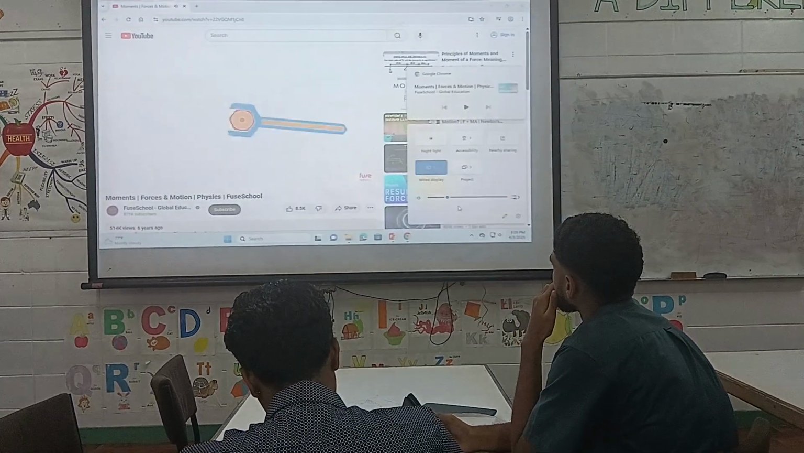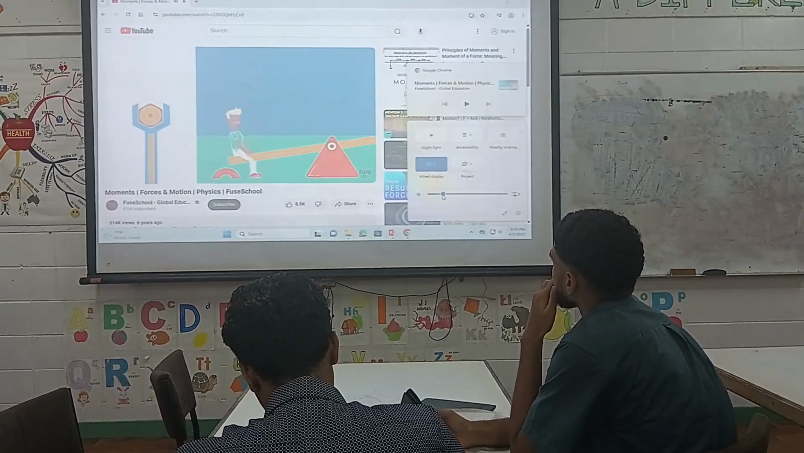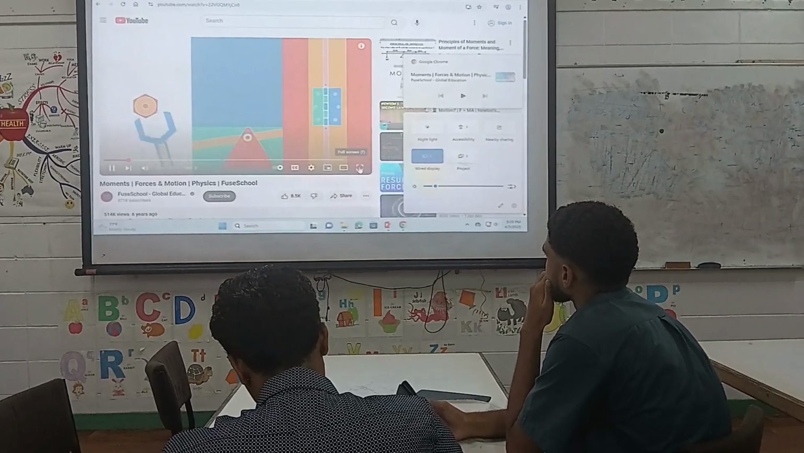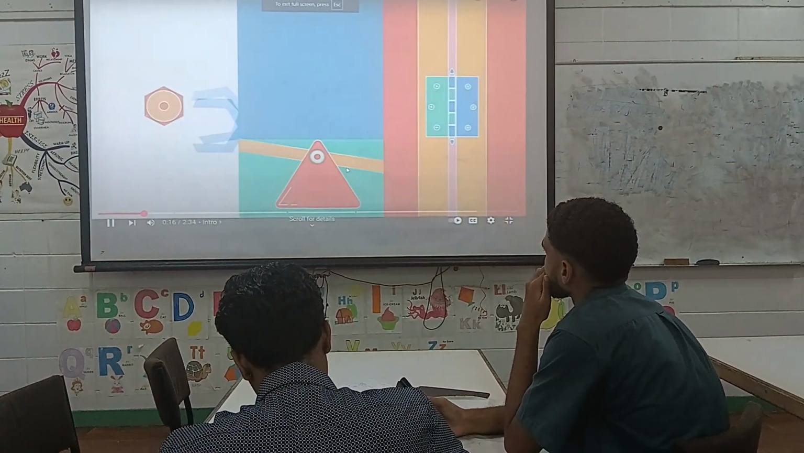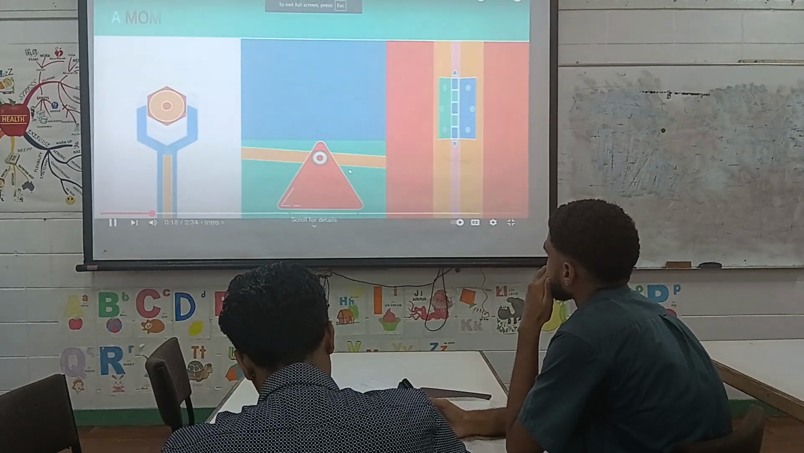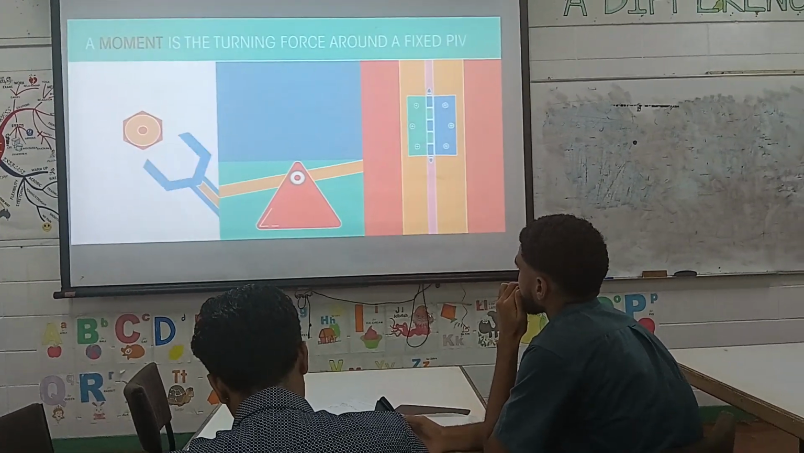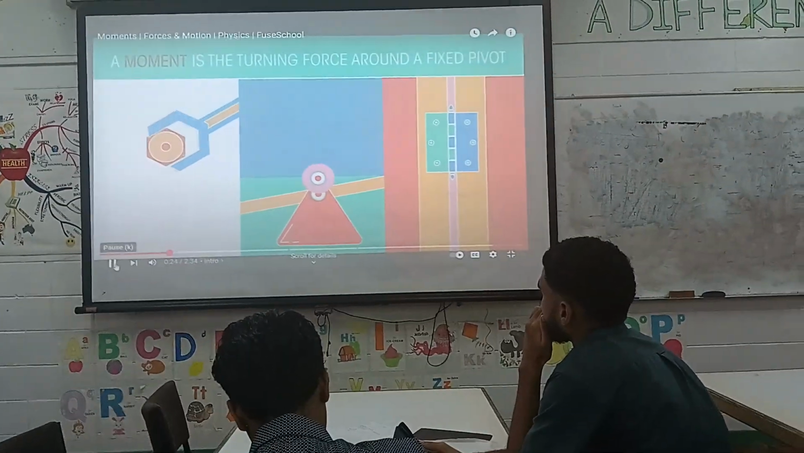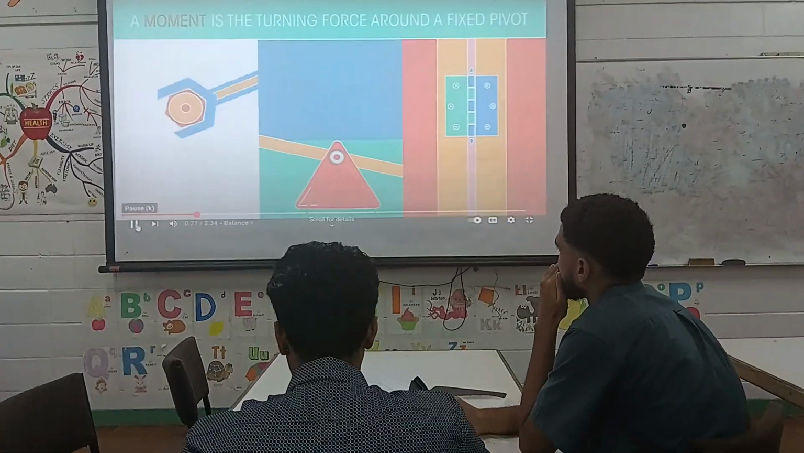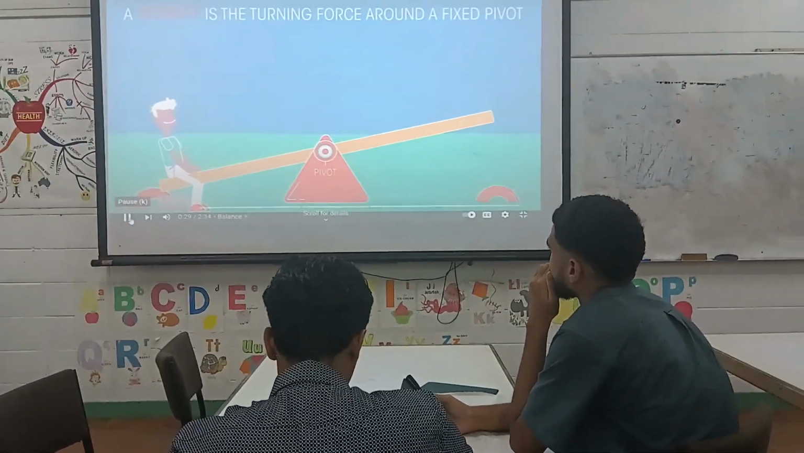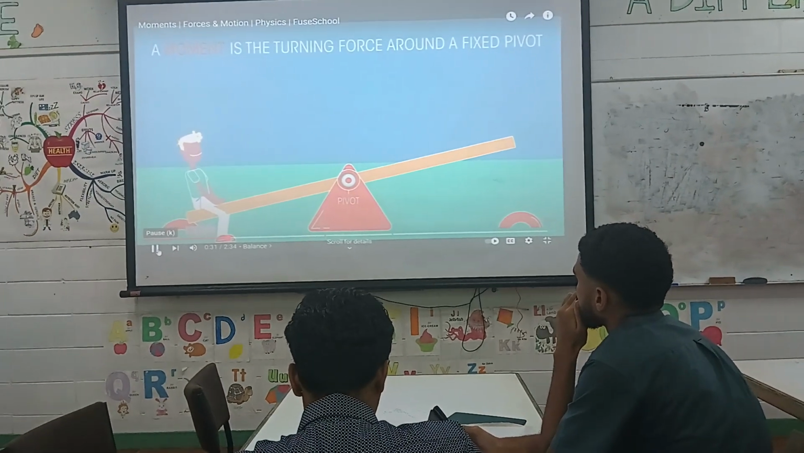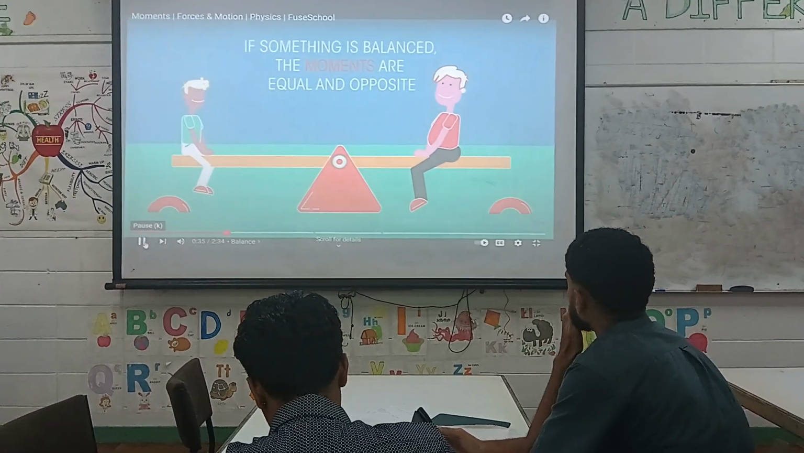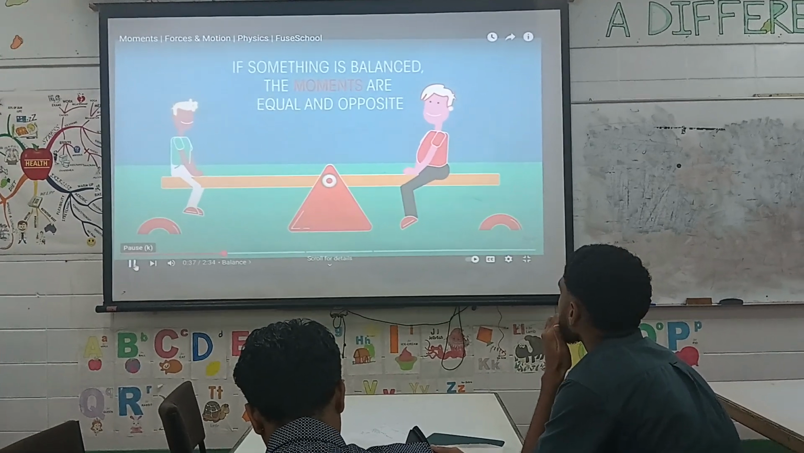Think of a spanner loosening a fixed nut, or a child on the seesaw, or the door opening around a fixed hinge. All of these things are connected by something called moments. A moment is the turning force around a fixed pivot. The pivot is the nut, or the middle of the seesaw, or the hinge. We can have one moment acting which results in a turning force. Or if something is balanced, or in equilibrium, the moments are equal and opposite.